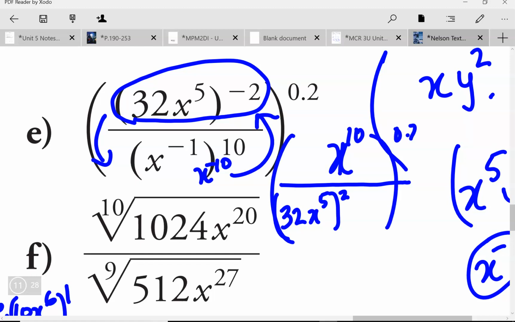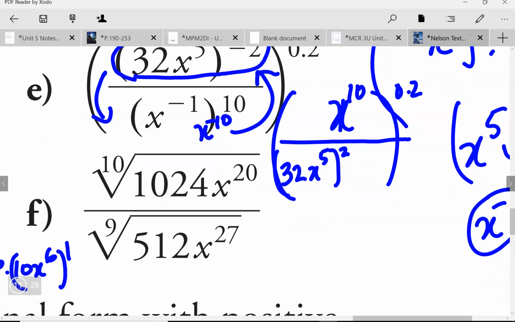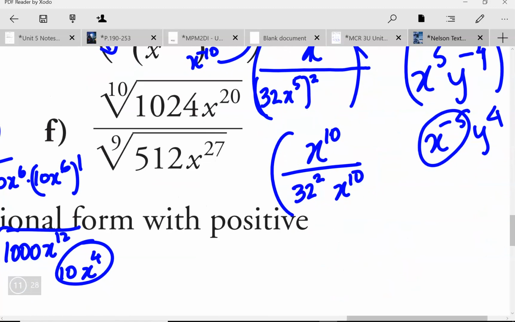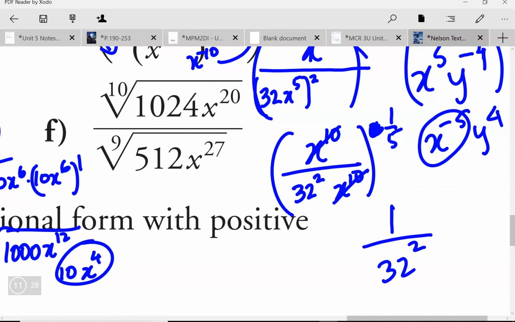And obviously this is all to the power of 0.2. I'm actually going to try to simplify some more because I can. This is x to the power of 10 divided by 32 squared times x to the power of 10. So I'm just going to leave this as 32 squared x to the power of 10. And instead of 0.2, I'm going to write 1 over 5. X to the power of 10 over x to the power of 10 is just x to the power of 0, which is 1. So this is 1 over 32 squared to the power of 1 over 5.